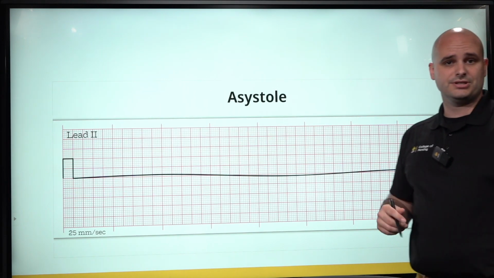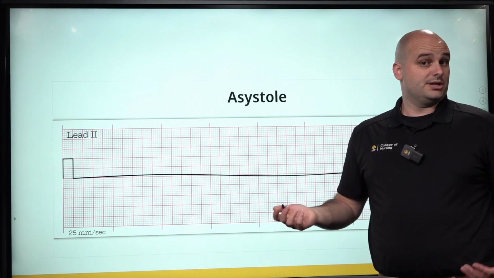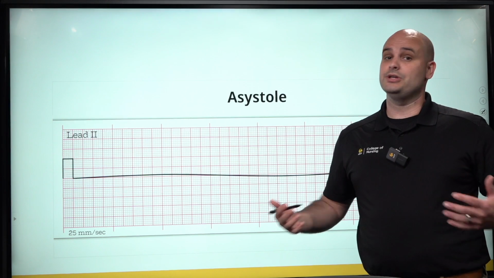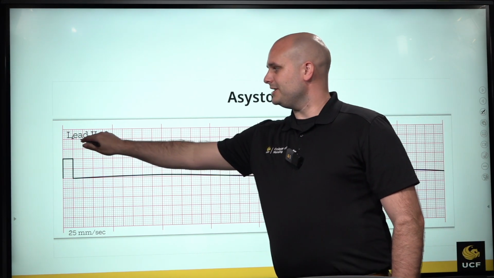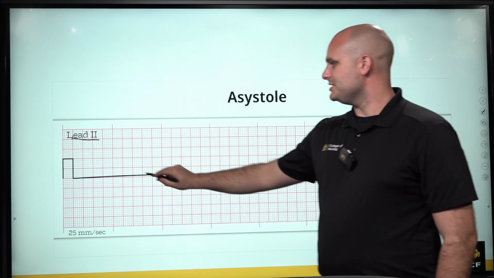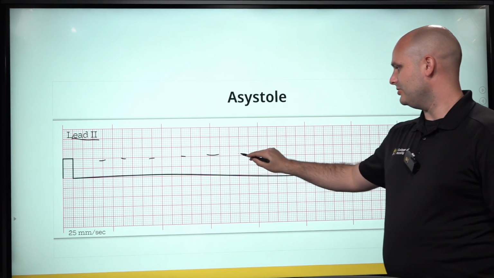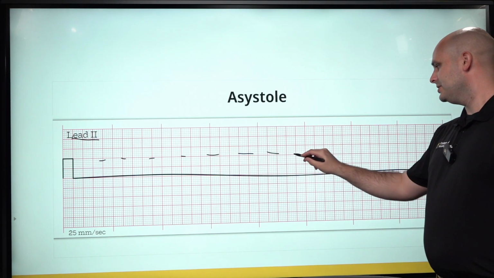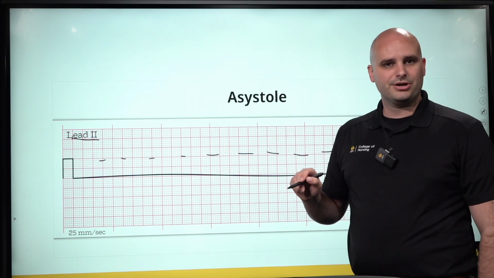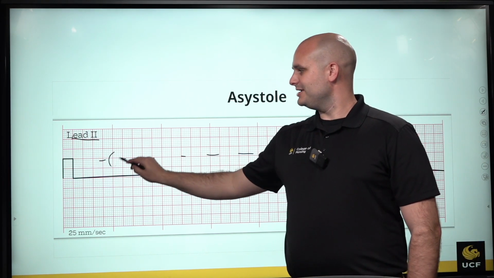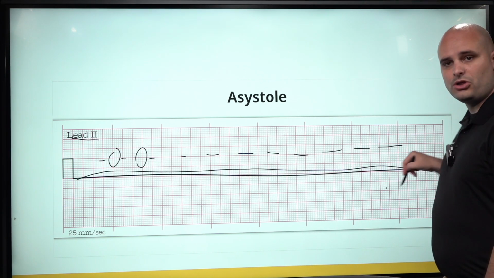So first things first, let's look at the rhythm. Asystole is probably the easiest one to recognize because it's where every heart rhythm will eventually land, which is a flat line. Sometimes when you're looking at lead 2, I always like to remind people, if you see this, hopefully you're thinking at home, you know what this is. This is not asystole. This means your patient's not on the monitor, right? So if you see the breaks, put your patient on the monitor. Asystole is when you have that flat line all the way across.